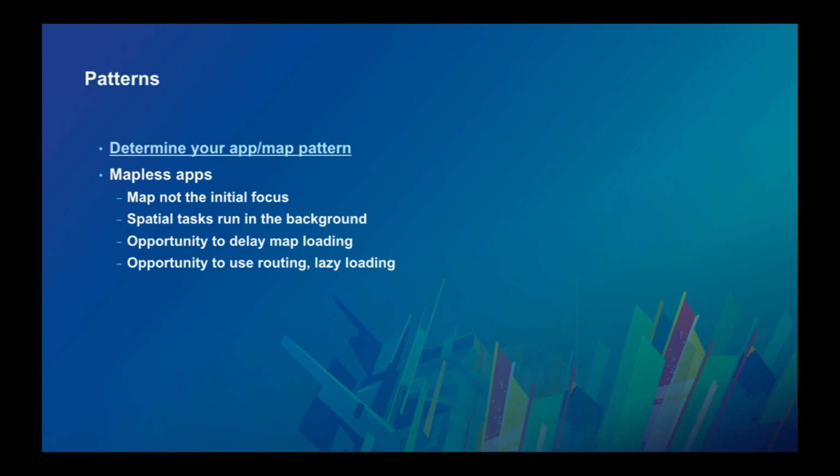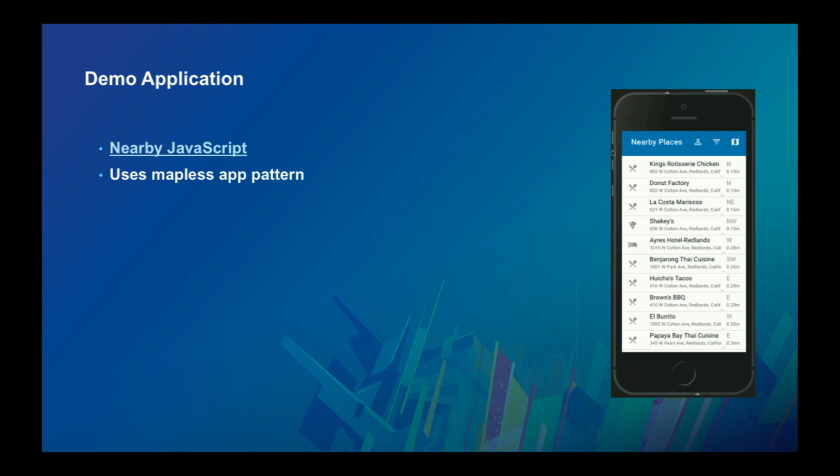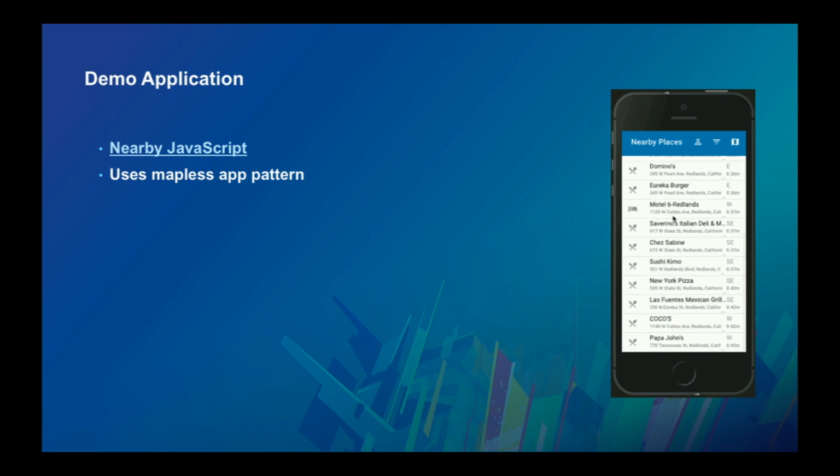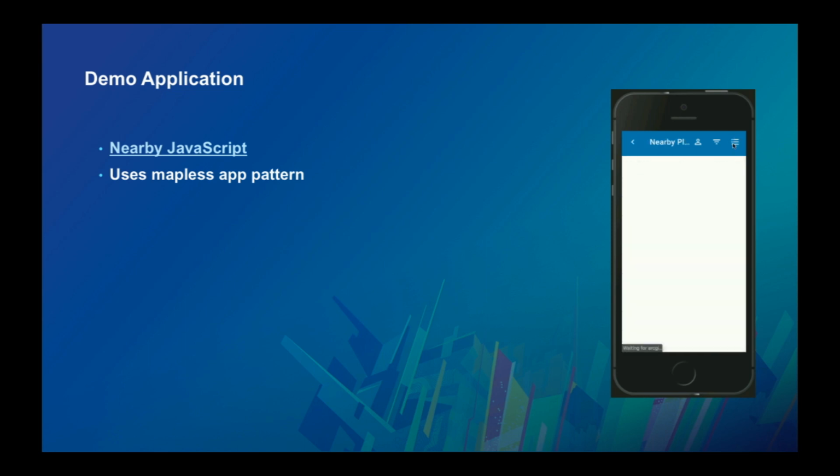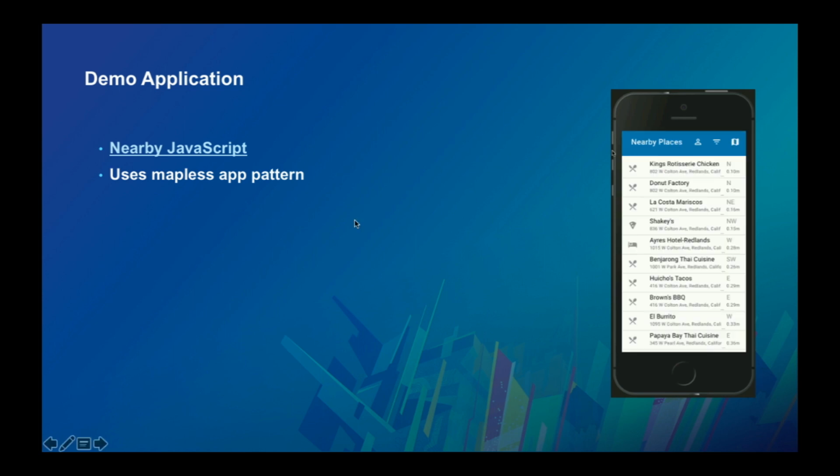And if you have multiple pages in your application, like /map, /data, /list, /whatever, you can lazy load all of that code till you need it. There are some other techniques with the frameworks you can use to do this. So I have a demo, this nearby JavaScript app. This is an example app that is up on the developer site right now, and it uses the mapless app pattern. I'm going to go ahead and show you some of that today.